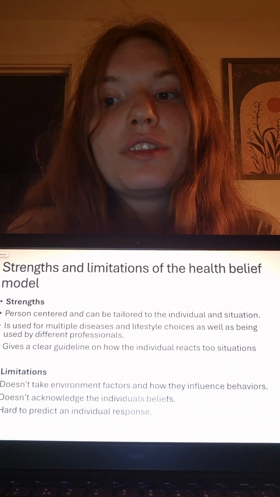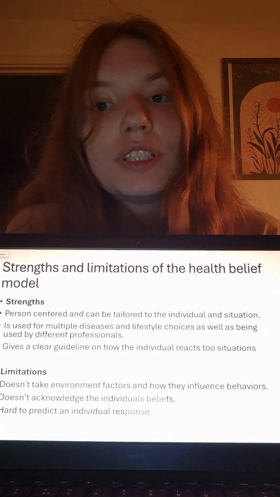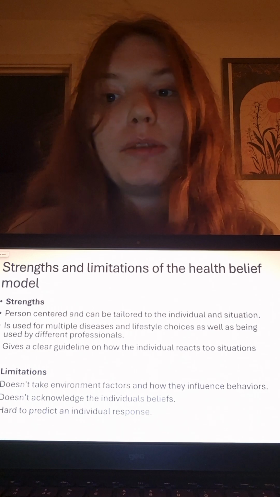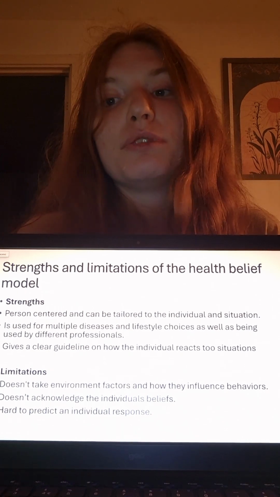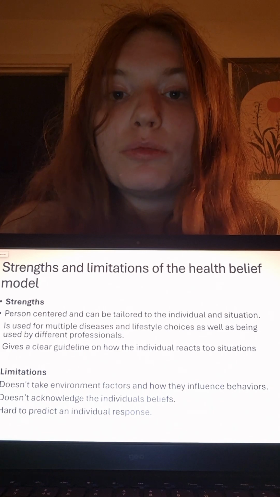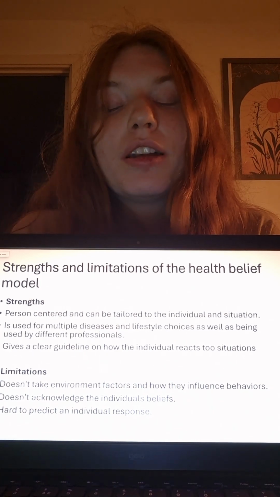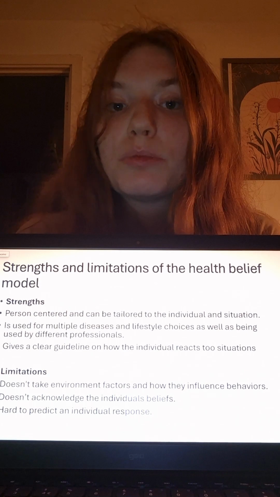The limitations. The health belief model does not take into effect environmental factors and how they influence them. It also doesn't acknowledge the individual's personal beliefs, as well as it being hard to predict an individual's response.